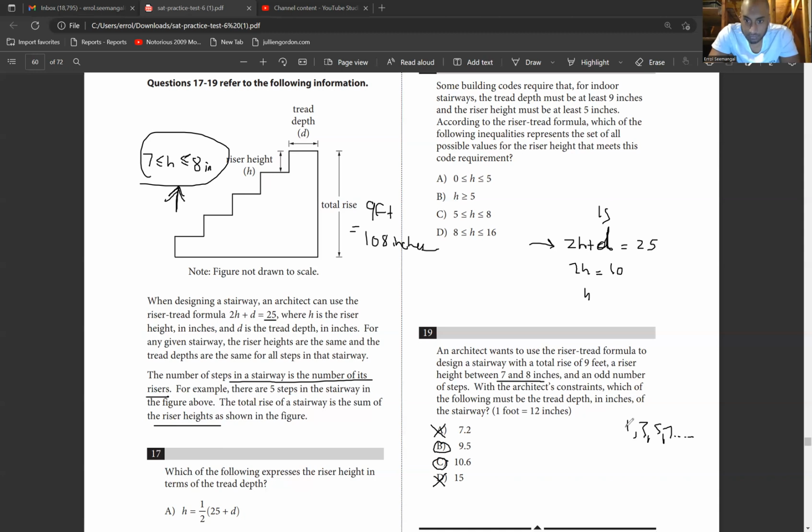Oh, what did they say? Odd number of steps too, right? Odd number of steps. What does that mean again? Okay, so odd number of steps.